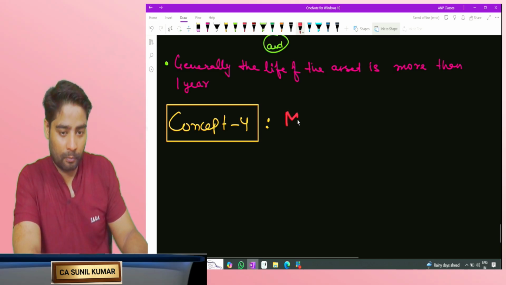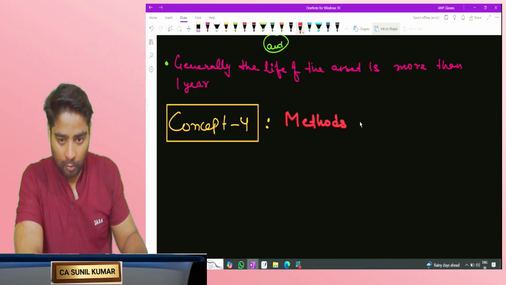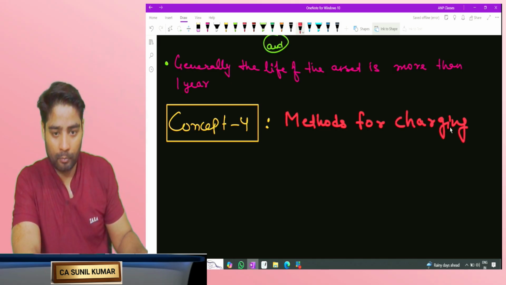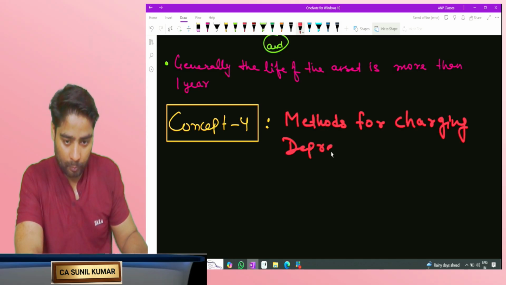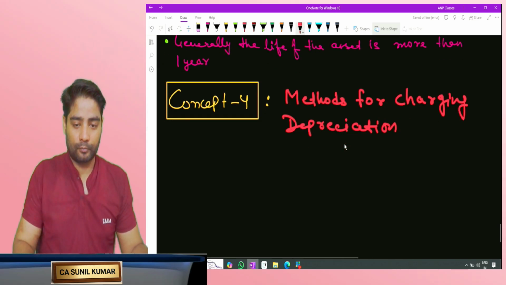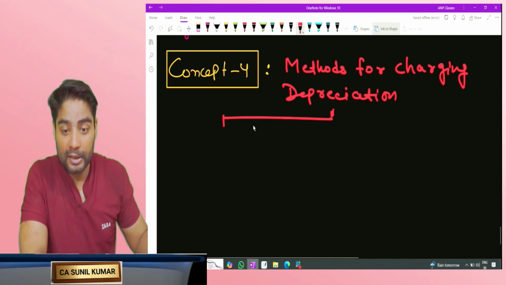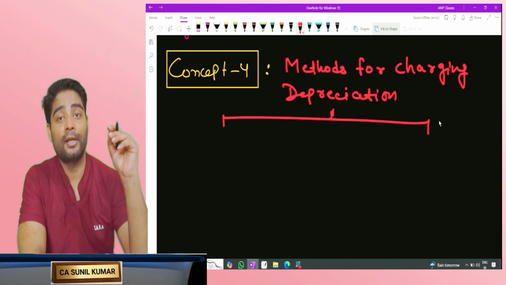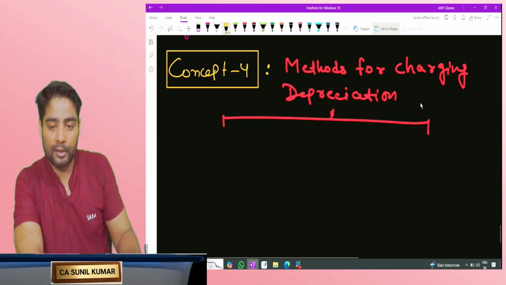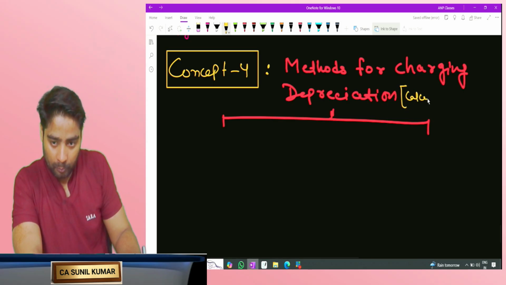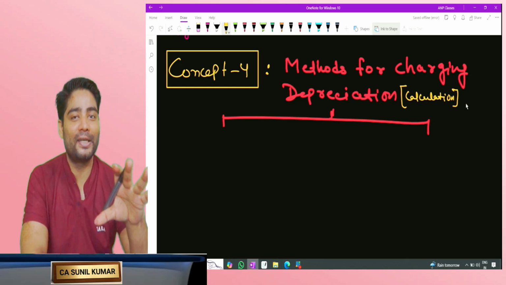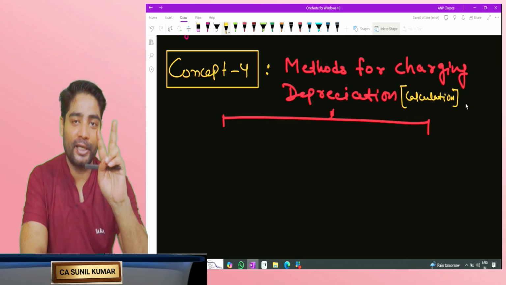Methods for charging depreciation. There are 9 methods. Sir, 9 methods? Yes, there are 9 methods to charge depreciation or to calculate depreciation. There are total 9 methods, but we will only study 2 methods.